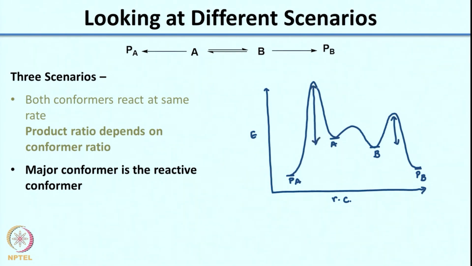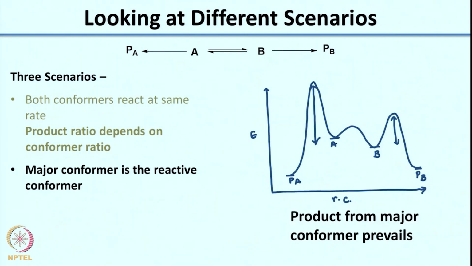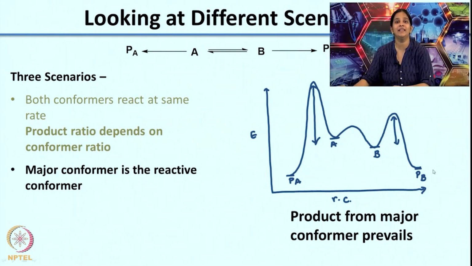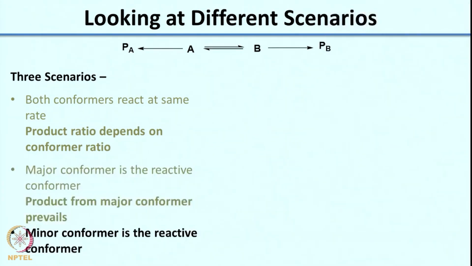So, now in this case what would decide which would be the major product? Now, since the major conformer is the reactive conformer, the product from the major conformer prevails. So, the major product now would be Pb because B is lower in energy and also the activation energy for going from B to Pb is quite low. So, now this is pretty straightforward. Let us look at the third scenario.